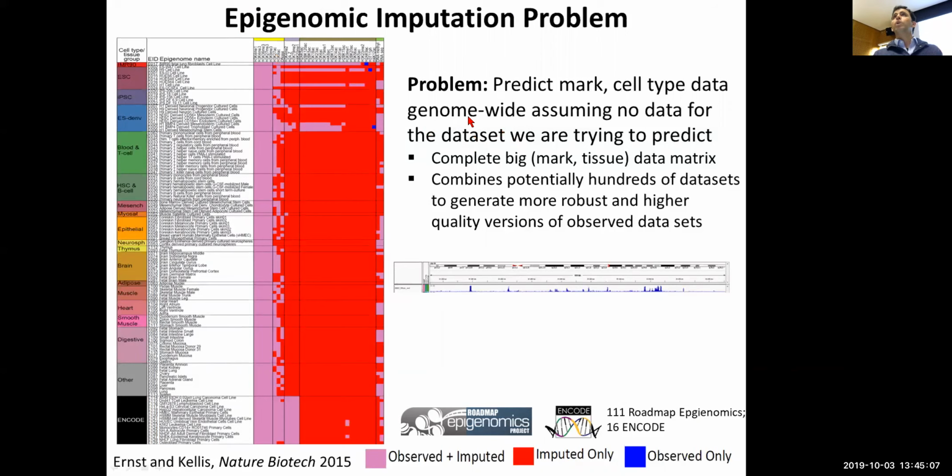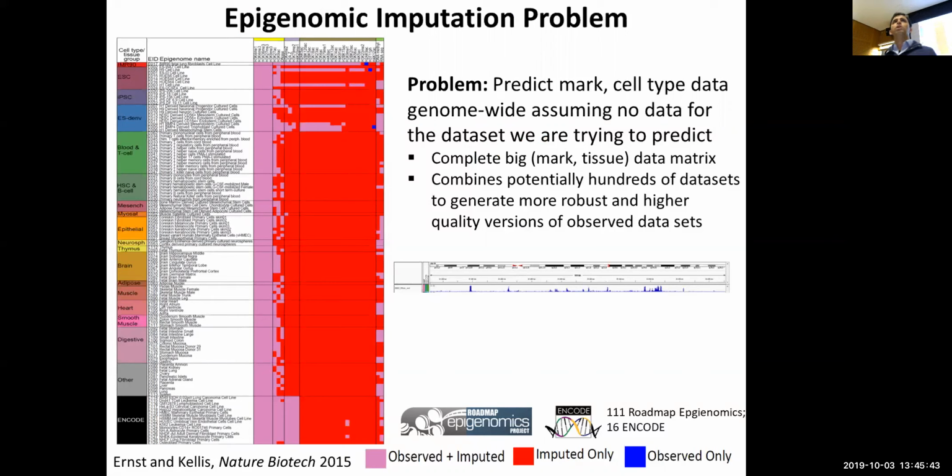Instead, what you'd like to do is imputation. Imputation basically means you're using a partially completed data set to complete the data set using correlations. So the problem is that we're trying to predict a mark in a cell type specific way across the whole genome, assuming that there's absolutely no data for the data set you're trying to predict. If there was some data, say a ChIP experiment on a subset of the genome, that's almost trivial. You just learn a machine learning predictor for what that mark will look like, considering that I've seen that mark in only one chromosome, can I predict the other chromosomes?